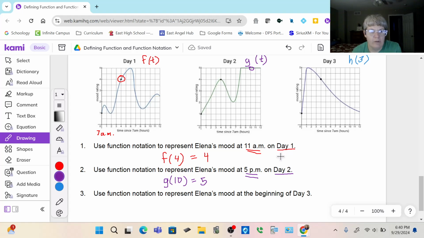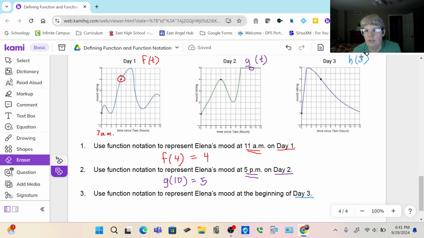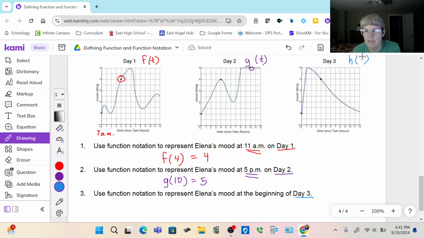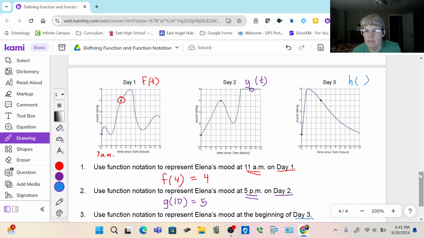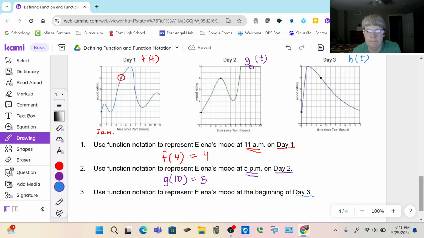And we have number 3 here. Use function notation to represent Elena's mood at the beginning of day 3. So day 3 tells me I need to use my function notation, and I shouldn't have written this as h of 3, but rather h of t. I must have been thinking day 3 when I wrote that. So let me adjust this a little. So day 3 is going to be h of t, her mood on day 3.